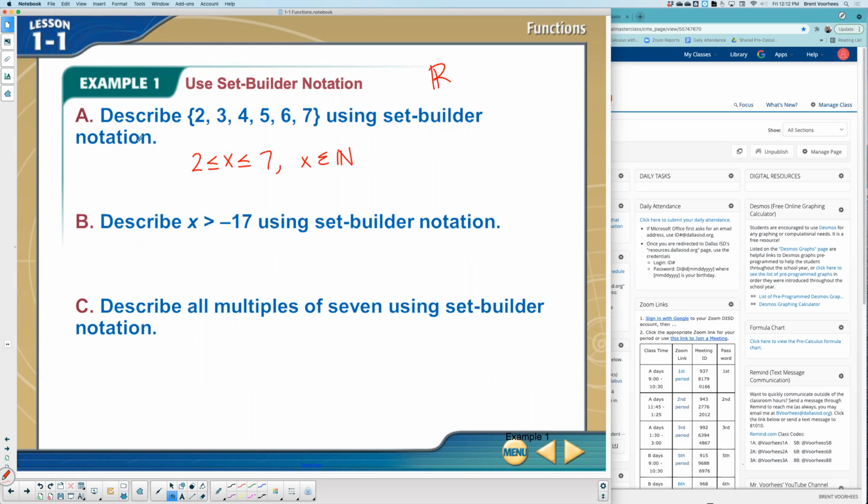Okay, that's one way of writing it. It says using set builder. What I just wrote is called inequality. Whoops, inequality. This means I'm not using an equal sign. Or I should say inequalities.